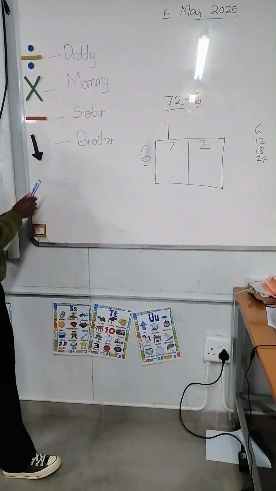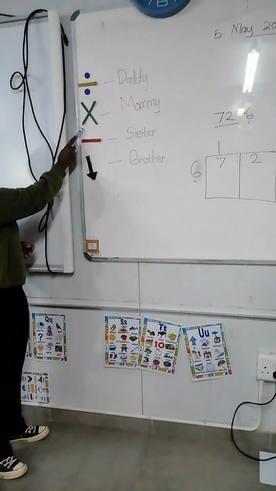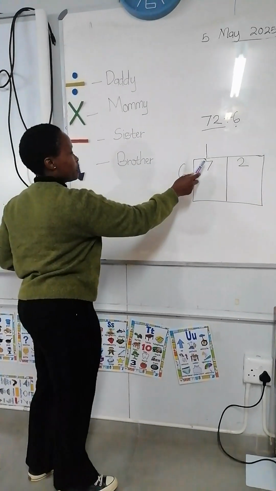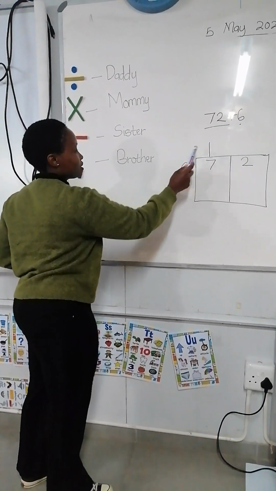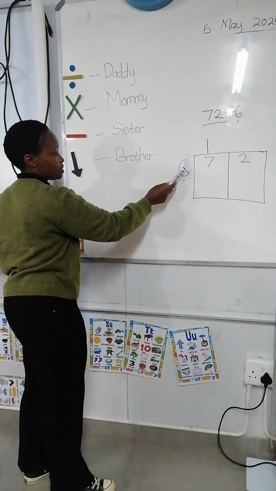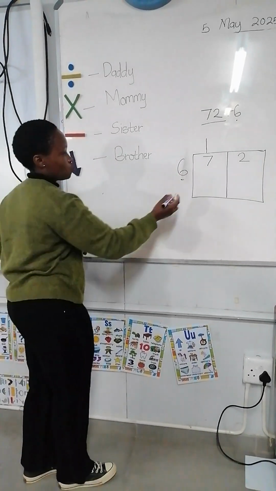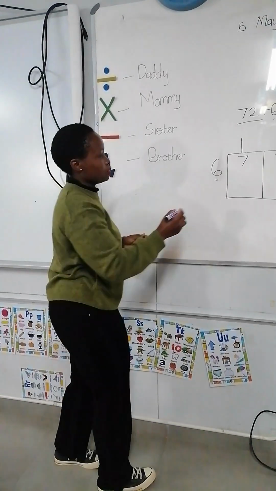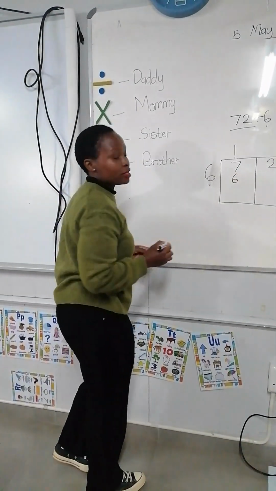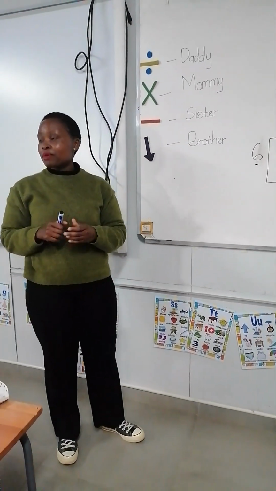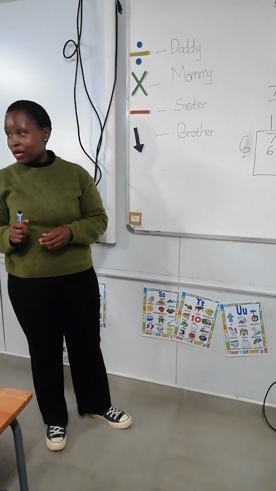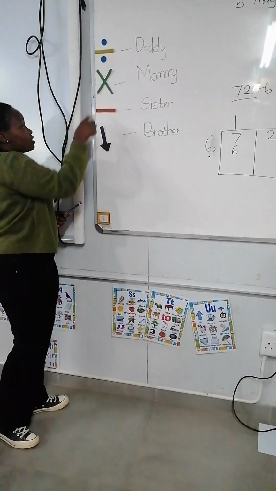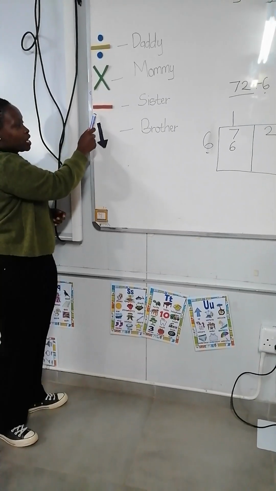What is our next step now? Our next step is to multiply. We are going to multiply 1 times 6. What is 1 times 6? It is 6. Remember, in maths, any number multiplied by 1 is that number itself. We have divided, we have multiplied, now we are subtracting.